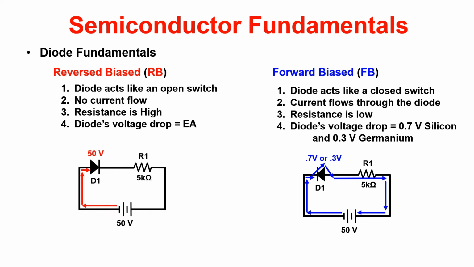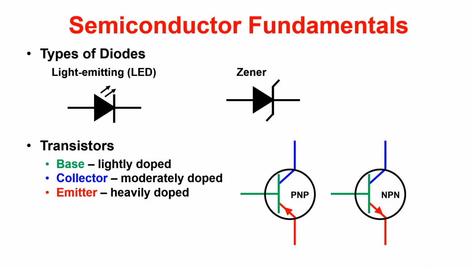Some common types of diodes are the light emitting diode, or LED, and the Zener diode. An LED releases its energy in the form of light and is used as an indicator. The Zener diode is used as a voltage regulator and maintains a constant voltage drop over a range of current flow. Now for transistors.